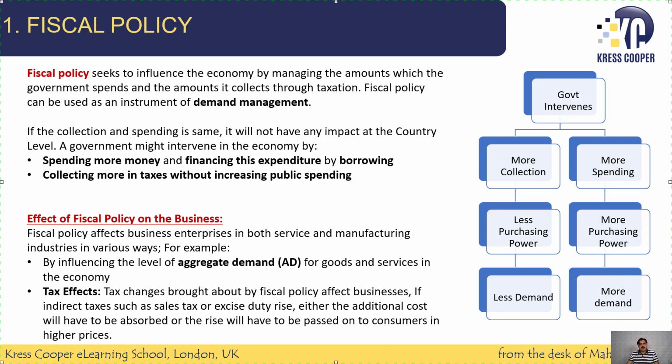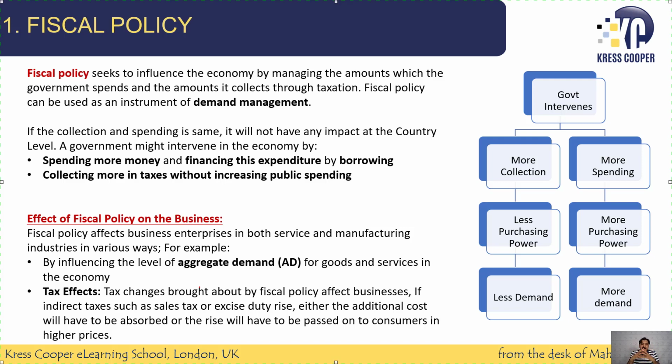What is fiscal policy? As we discussed earlier, fiscal policy deals with the government collections and government spendings. This fiscal policy is helpful for the government to use as an instrument to control aggregate demand. Government is basically controlling demand with the help of fiscal policy. How is government doing this?